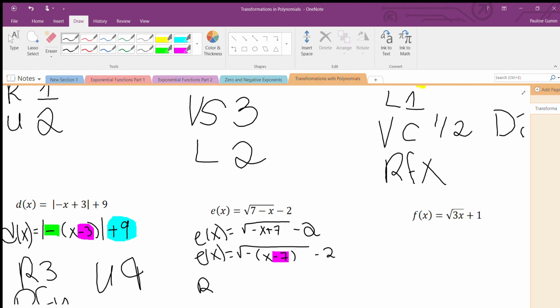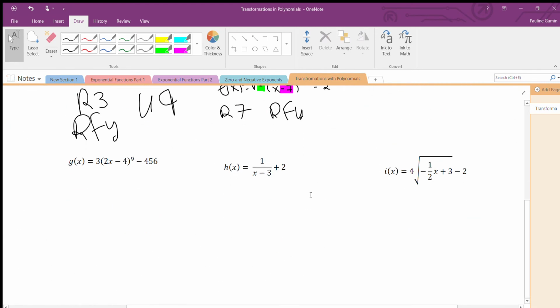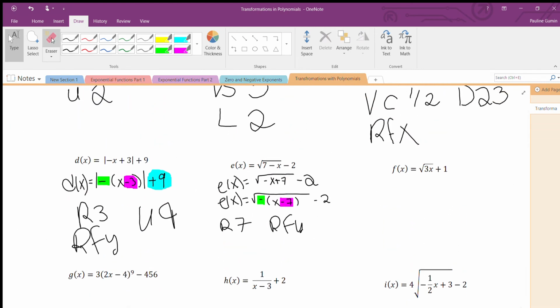All right. So we have a -7 on the inside. That's to the right 7. I have a minus on the inside. And that's a reflection over the y-axis. You're going to multiply all of your x's by -1. Reflect over the y. And lastly, we have a -2. That's down 2. Okay. That's A through E. Let's move on to letter F.